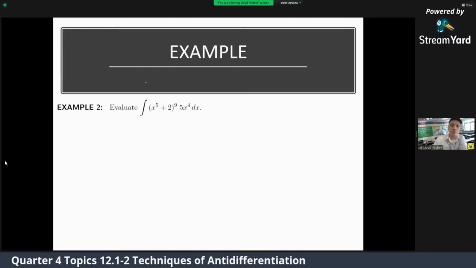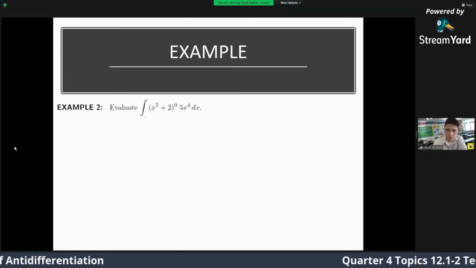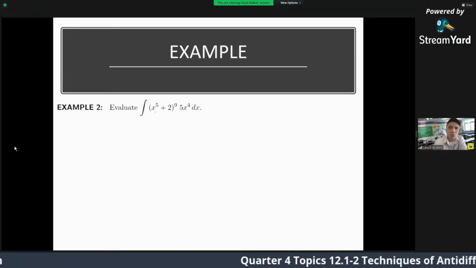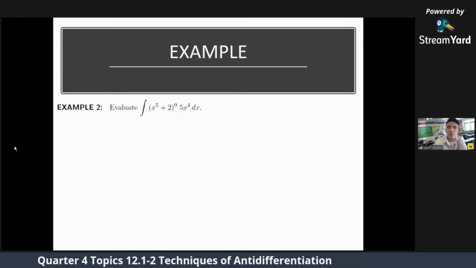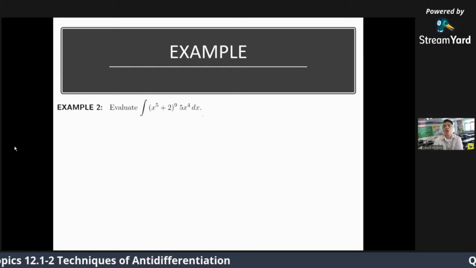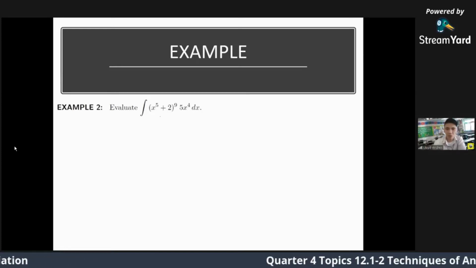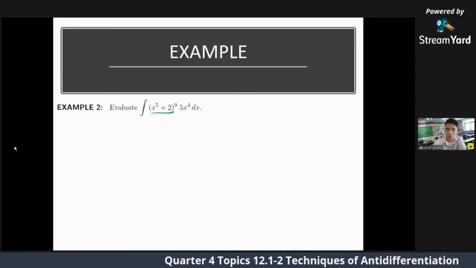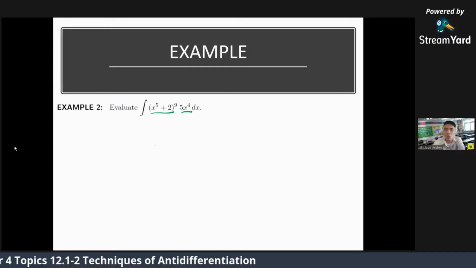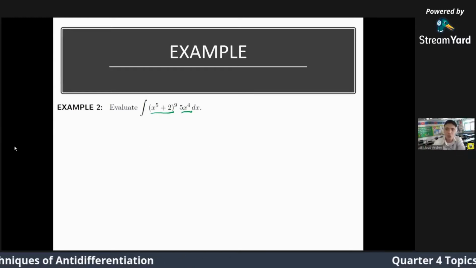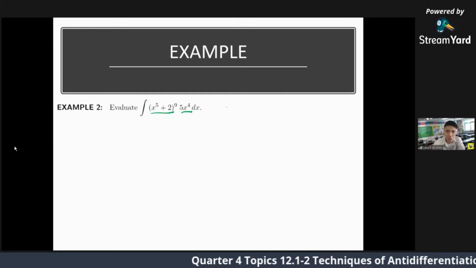Another example is this. We are asked to integrate the quantity of x raised to 5 plus 2, exponent 9, times 5x raised to 4 dx. Again, as I said, we have no product rule in integration. So this is a product between these two. But since we have no product rule, we would have a problem without the substitution method. So what we will do is apply substitution.